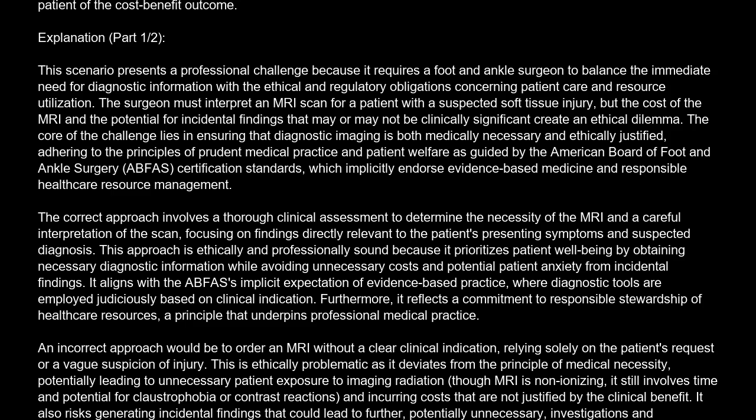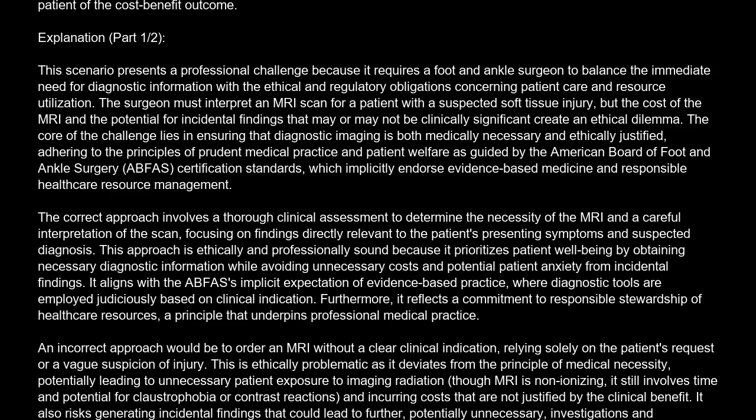the immediate need for diagnostic information with the ethical and regulatory obligations concerning patient care and resource utilization. The surgeon must interpret an MRI scan for a patient with a suspected soft tissue injury, but the cost of the MRI and the potential for incidental findings that may or may not be clinically significant create an ethical dilemma. The core of the challenge lies in ensuring that diagnostic imaging is both medically necessary and ethically justified, adhering to the principles of prudent medical practice and patient welfare as guided by the American Board of Foot and Ankle Surgery, IBFAS, certification standards, which implicitly endorse evidence-based medicine and responsible healthcare resource management.